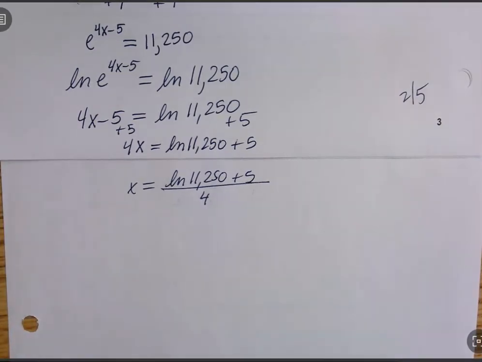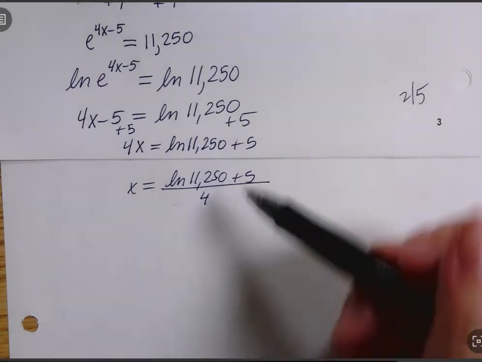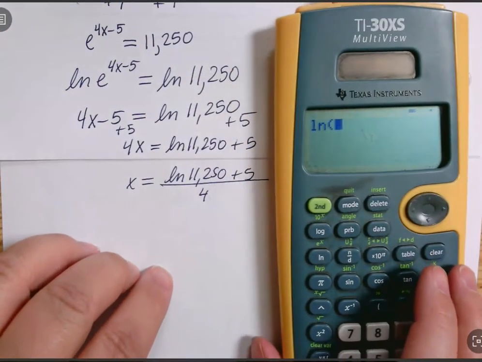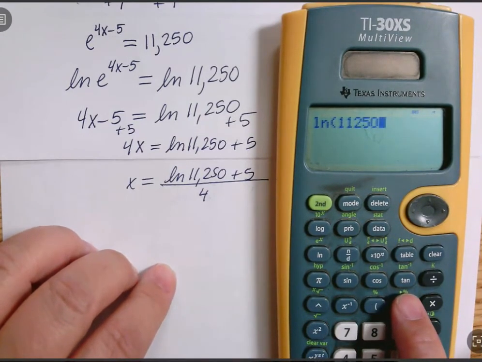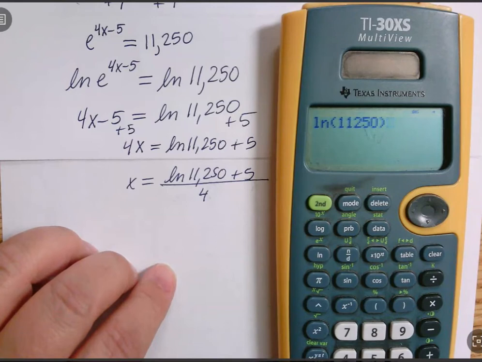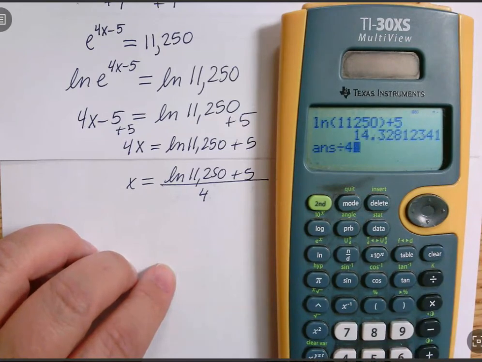I like to do what I just did, which is get x alone before I put anything in the calculator. Go ahead and isolate x, and then type in what the opposite side says in the calculator because that's your answer. So natural log of 11,250, close those parentheses or else the plus 5 would be included. Plus 5, and I'm going to press enter and then divide by 4.